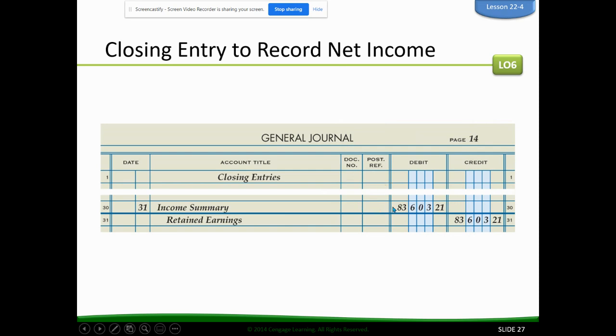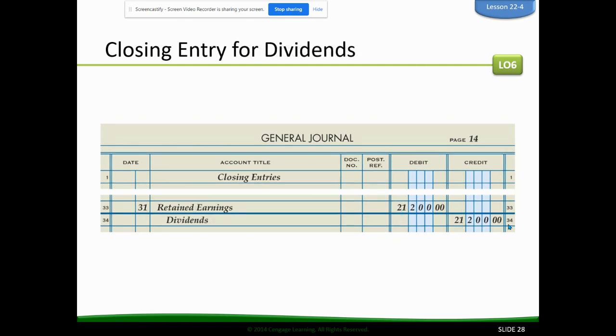So retained earnings is permanent, but we're closing income summary into retained earnings. So this is a temporary into a permanent account. That's step number 3. And then step number 4, we're closing our dividends, which is a temporary, into our permanent account. Those are the 4 different closing entries that we're going to be doing.